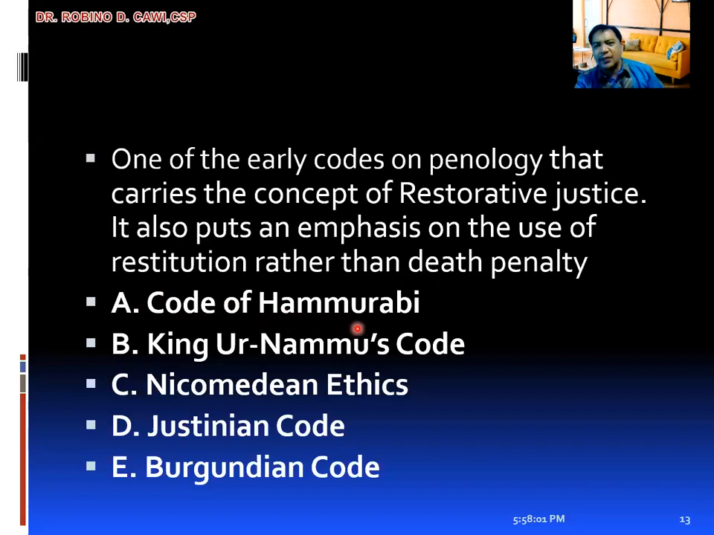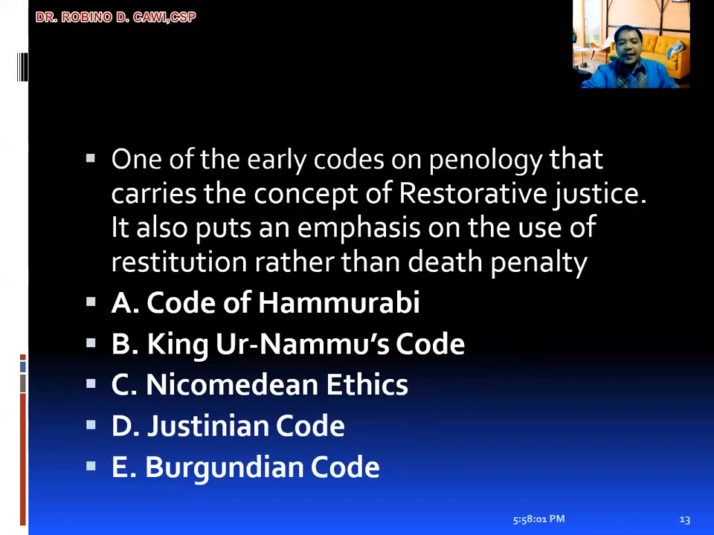So what is the difference between the earlier question that I have posited and the question that resulted in the answer of King Hammurabi? The key there is the idea of harsh punishment. Take note of what we have mentioned a while back, that the Code of King Ur-Nammu does not impose a harsh punishment. So going back to our question, the early code on penology that carries the concept of restorative justice is the Code of King Ur-Nammu.